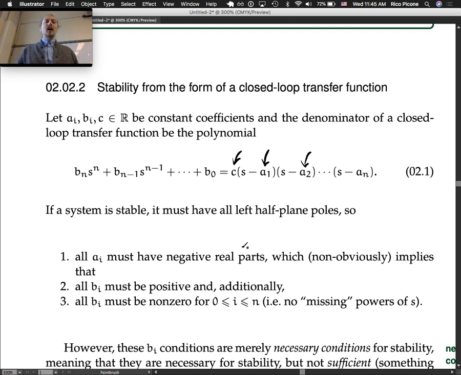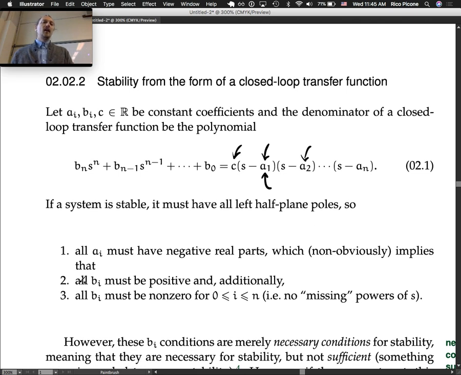If a system is stable, it must have all left half-plane poles. So all of the a_i must have negative real parts. Notice that this is written such that the a_i are poles. If S is equal to a1, this all goes to 0, right? So that means that all the poles must have negative real parts, which is not obvious, and I'm not going to prove it, but I will just state this.